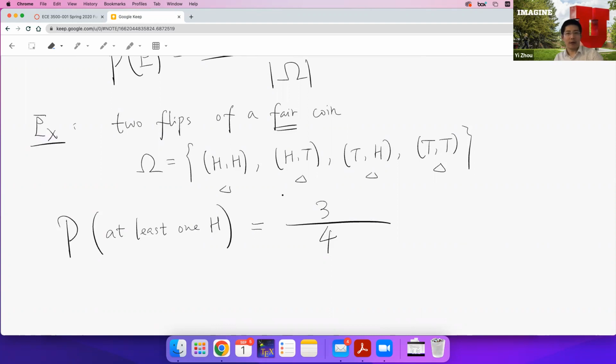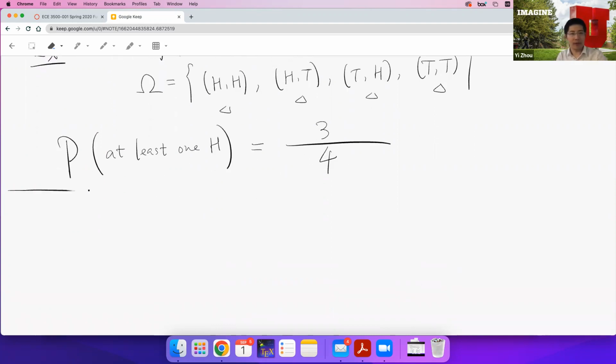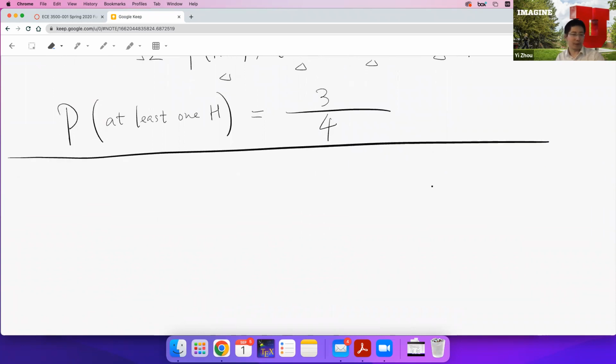Okay, and now let's talk about some advanced properties of the modern probability theory. We just introduced the probability law.